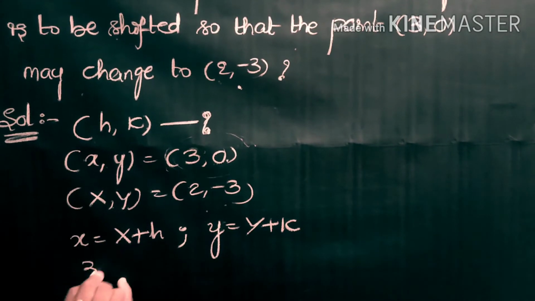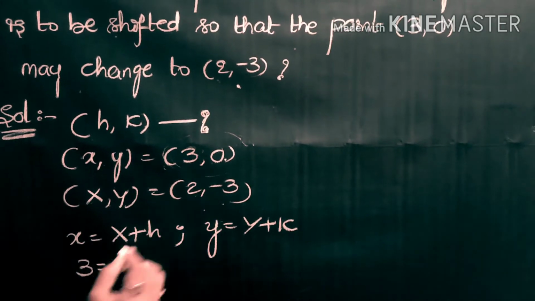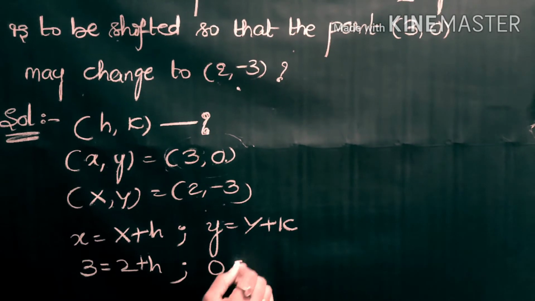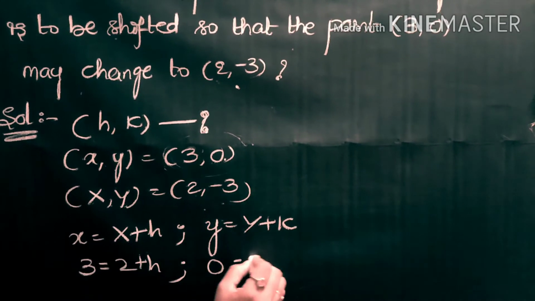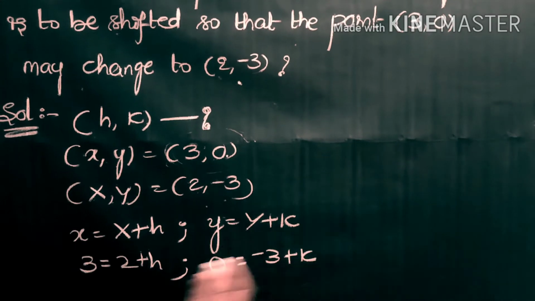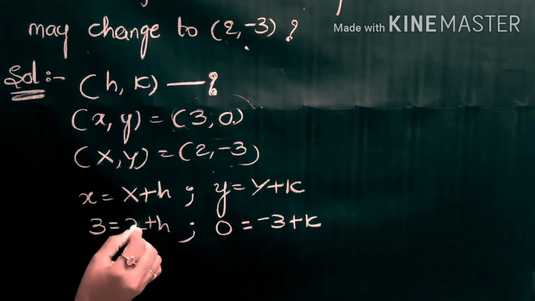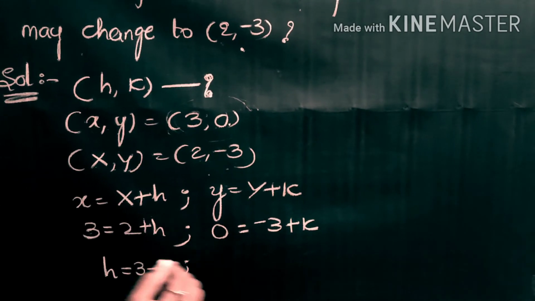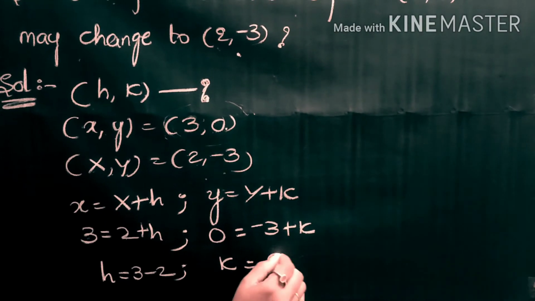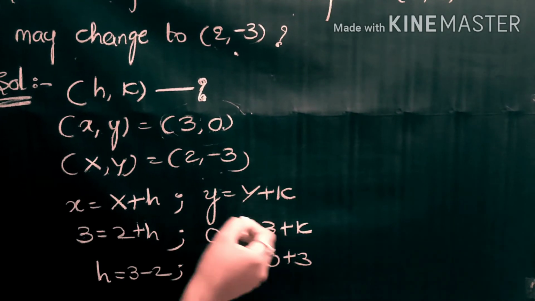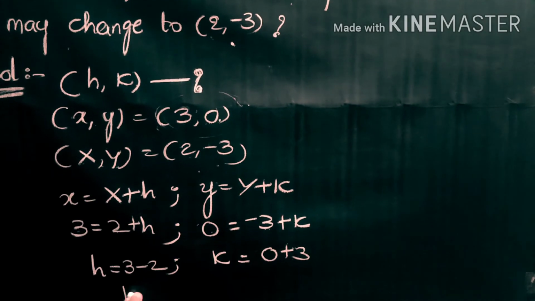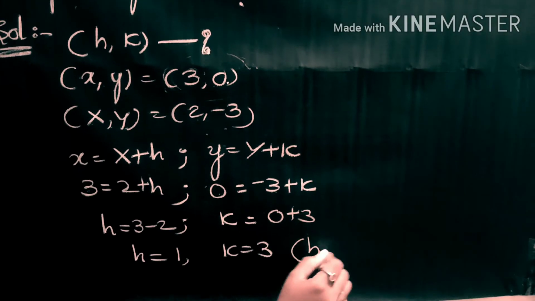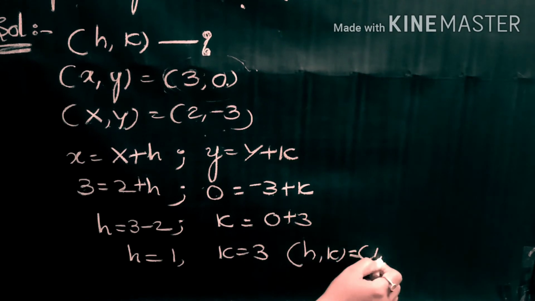Small x is equal to 3, so 3 is equal to capital X, which is 2, plus h, and small y is equal to 0, so 0 is equal to capital Y, which is minus 3, plus k. From this h is equal to 3 minus 2, writing this plus 2 to this side, and 3 minus 2 becomes 1. And here k is equal to 0 plus 3, writing this minus 3 to that side becomes plus 3. That is h is equal to 1 and k is equal to 3. Therefore the required origin h comma k is equal to 1 comma 3.